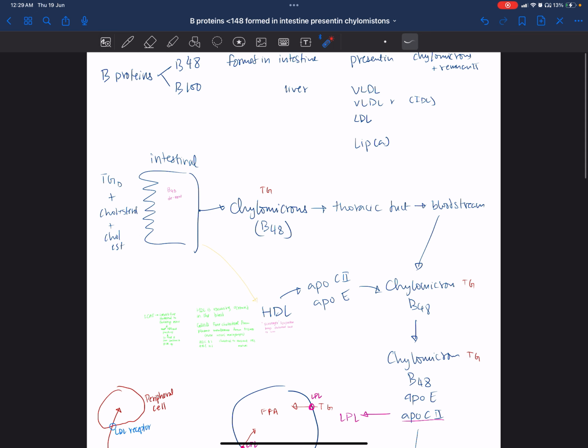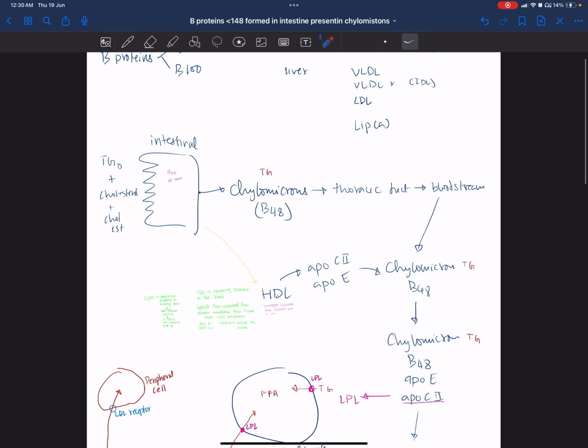Now, 48 is found in the intestines and it goes to the chylomicrons, and then obviously the remnant of the chylomicrons. And B100 is formed in the liver and it is present in VLDL, and then of course its remnant, which is IDL, and then LDL is formed from IDL, so obviously it's also there in LDL, and it's also present in lipoprotein A. Now you have apolipoprotein A1 also, which is part of HDL. Okay, now let's start our story.